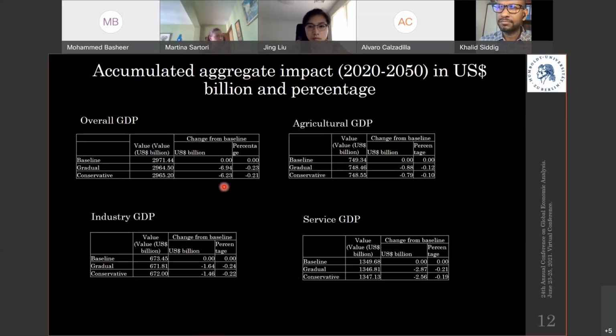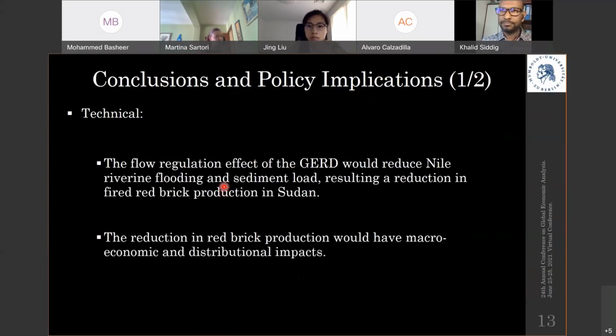Again, I want to stress that these impacts do not consider any measures, as I will talk about in a bit. So in the conclusions here, we've seen that the GERD will have impact on the hydrology of the river by reducing the sediment load and by regulating the river flows. And this reduction will have macroeconomic impacts and distributional impacts on Sudan, on the construction sector, on the production of fired red brick.